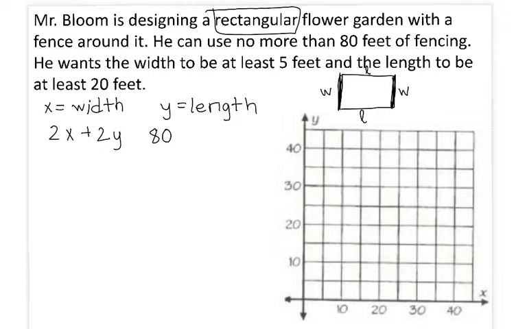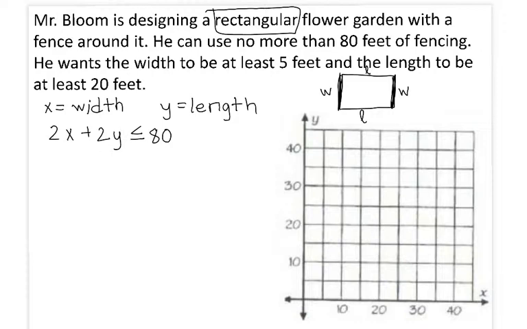So we have 80, and for the inequality, whatever 2x plus 2y is, it needs to be less than 80 because we can't have more than 80 feet of fencing. So that means we're going to have less than or equal to 80. That's one of our equations.